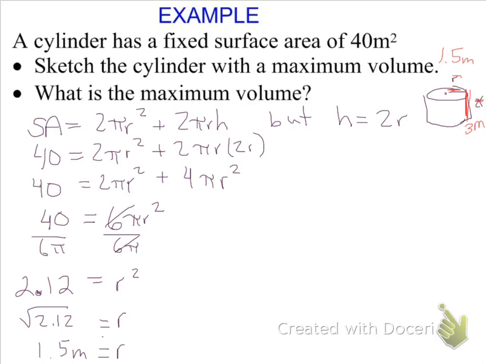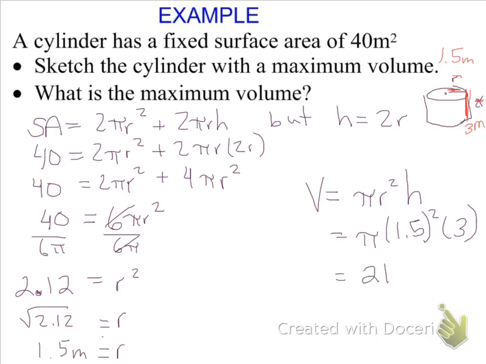So when we use our volume formula then, the second part of the question, maximum volume, remember for a cylinder the volume is pi r squared times the height. So we're going to use our numbers. Pi, r is 1.5 squared, times the height, and the height is 3 meters. When I multiply this out, you can do this in one step on your calculator. Remember to put the exponent. You will get 21.2 meters cubed. And I'm just rounding to one decimal place for all my answers.